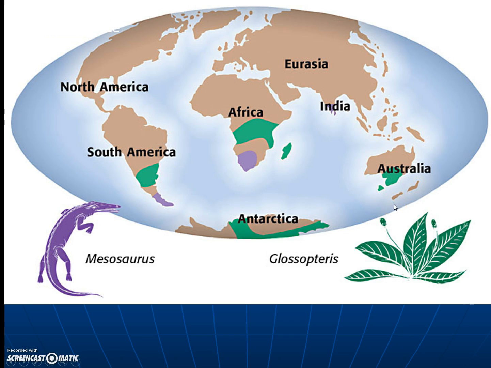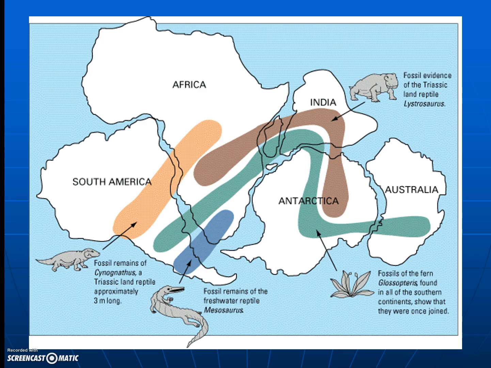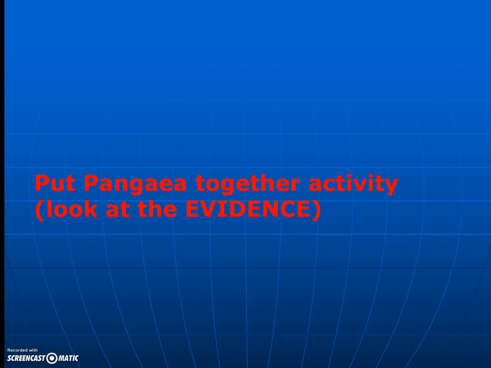So, Alfred Wegener started thinking about this. There's a bunch of other things that Alfred Wegener saw, is this land reptile right here is in brown, so its fossils are found right here. Again, the Glossopteris is in green, the Mesosaurus is in this bluish, and this other one right here from the Triassic area is in South America and Africa. So kind of weird to think about.